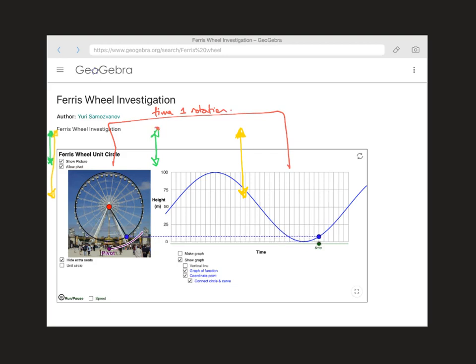This bit at the top is the highest point that the carriage gets to. This is the lowest point the carriage reaches. And so you need to be able to take the period, the amplitude, the range, all of those things, and make sense of them in terms of what's happening with the Ferris wheel.